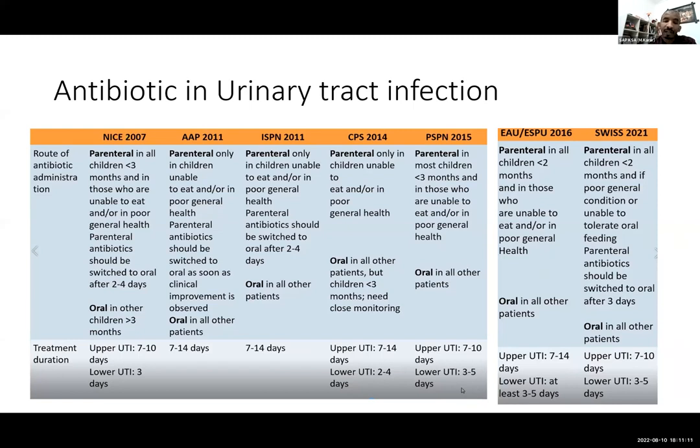Okay, regarding the duration, in patients who have lower UTI, it is between 3 to 5 days. Okay, some authorities are saying even 2 to 4 days, like for example the Canadian. Okay, if you look at the upper UTI or pyelonephritis, you have to treat for at least 7 to 14 days, which is 1 to 2 weeks. And this is very important, and it has to be parenteral. Okay. So this is about the antibiotic.